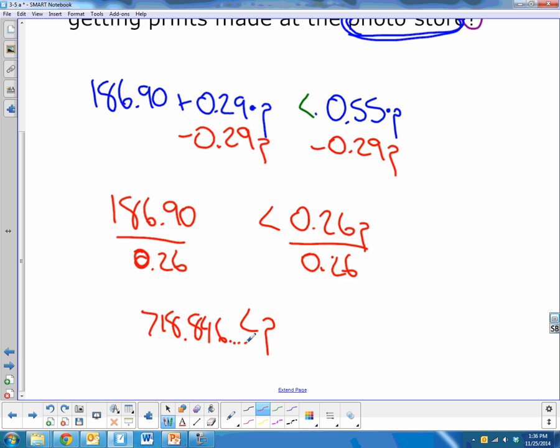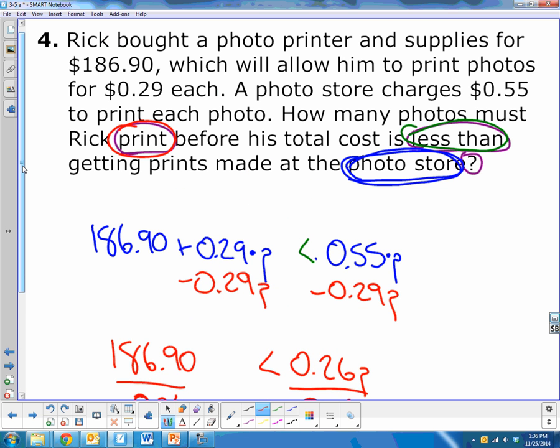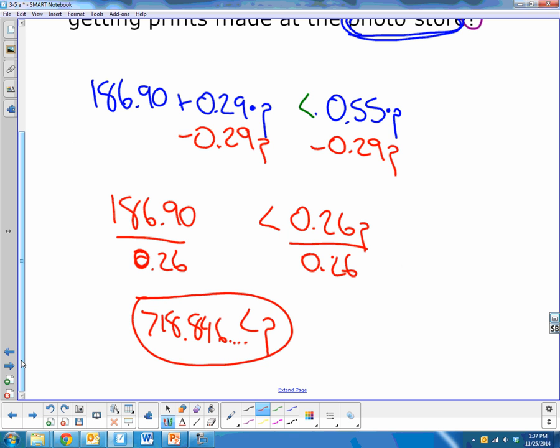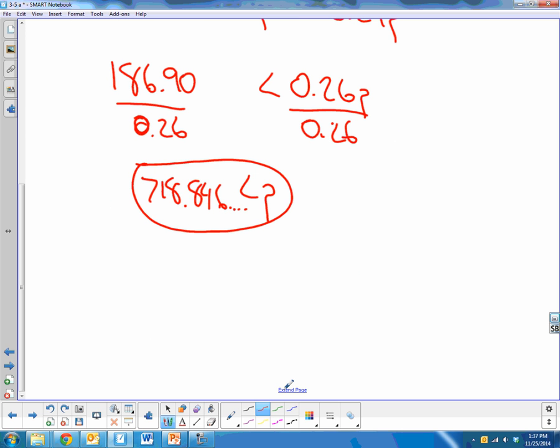718.846. However, let's look at the situation. That is correct. I mean, that's the correct result when you do the math. But if we think about the real world, you can't print 718 point something photos, 718.8 photos. That doesn't work. Well, I suppose you could, but I don't know why you'd want to print eight-tenths of a photo. So we want to know, how many photos does he need to print before his total cost is less than the photo store. And so at what point is it going to be more cost effective to use the photo store, or to use the printer, excuse me.